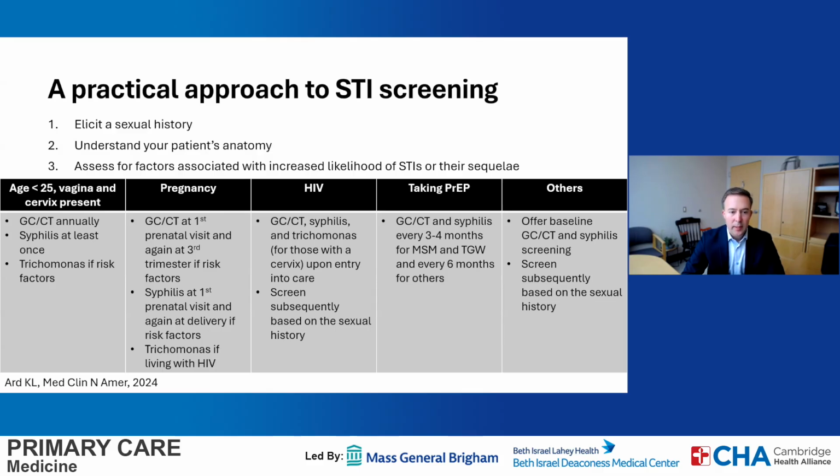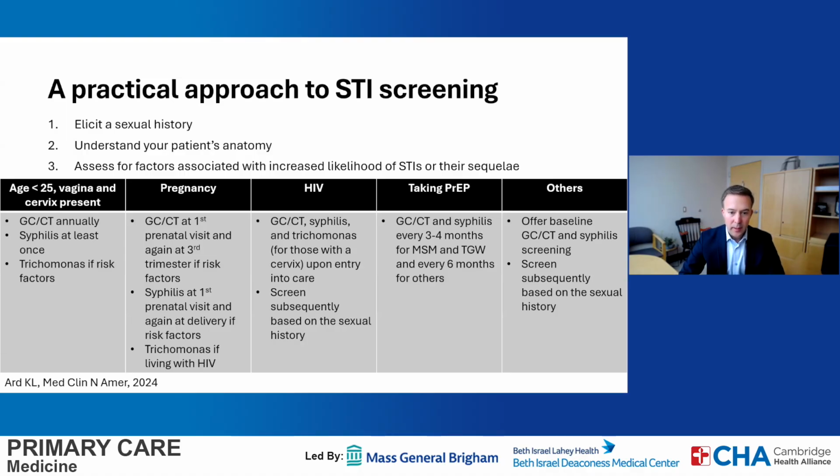If your patient is pregnant, then gonorrhea and chlamydia screening is recommended at the first prenatal visit, and then again in the 3rd trimester if risk factors are present. Syphilis screening is very important given the rise in congenital syphilis that we've seen in this country, and screening for that condition is recommended at the first prenatal visit, and then again at delivery if there are risk factors. I should also mention that you may have state or local guidance or even laws that dictate how syphilis screening should be performed in pregnancy, and I would follow those depending on where you live and practice. And then trichomonas screening is recommended for pregnant people who are living with HIV.